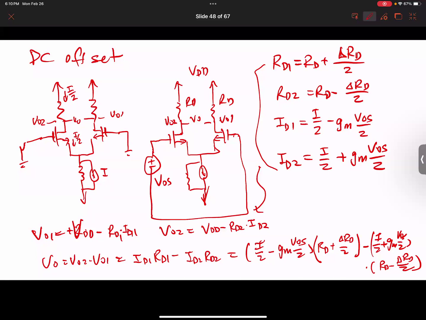So what do we want, as I mentioned earlier? The purpose of adding VOS is to make these two drain voltages exactly the same. So the idea is to get this one to 0. We'll set that to 0. So by setting this to 0, what we're solving for is what VOS is. So that's what we're doing.